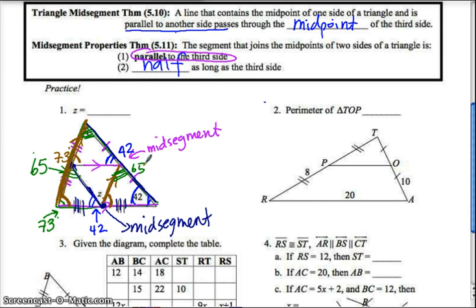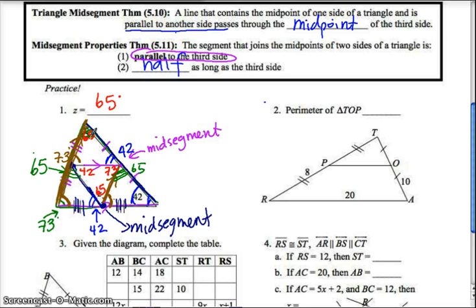Okay, what does that make Z then? Well, you have to do the math. 42, 65, what's missing in there? Well, this is 73. If this is 73 and 65, what's missing? This is 42. If this is 42 and this is 73, this is 65. So what is Z? Z is 65 degrees. The same thing as it was right here. Whew! Hope you followed that.